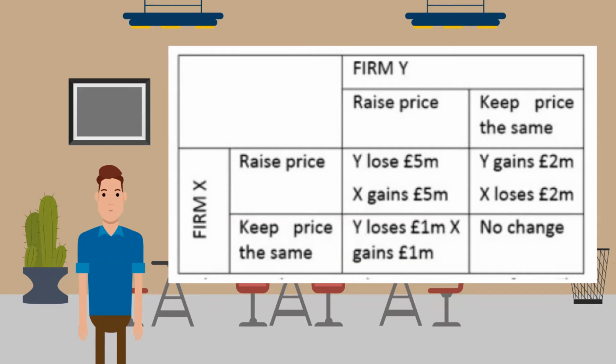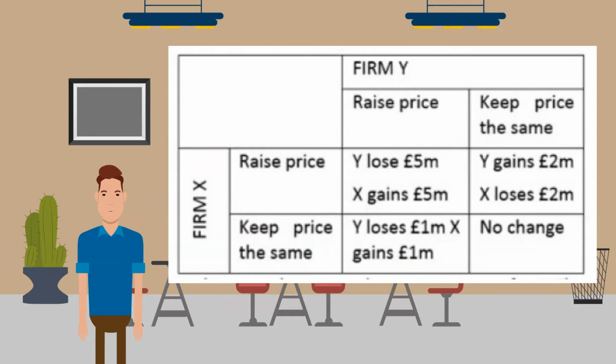In this case, there is no dominant strategy for X. The maximin strategy will be to keep prices unchanged, as profits will not change, whilst the maximax policy is to raise prices, as they could gain £5 million. Most firms will want to reduce risk and so adopt the maximin strategy. They will keep prices unchanged.